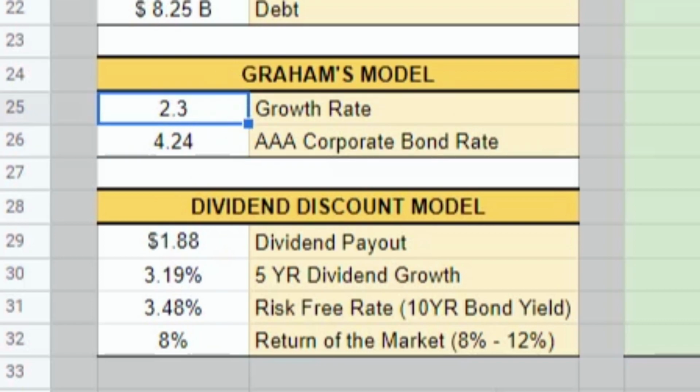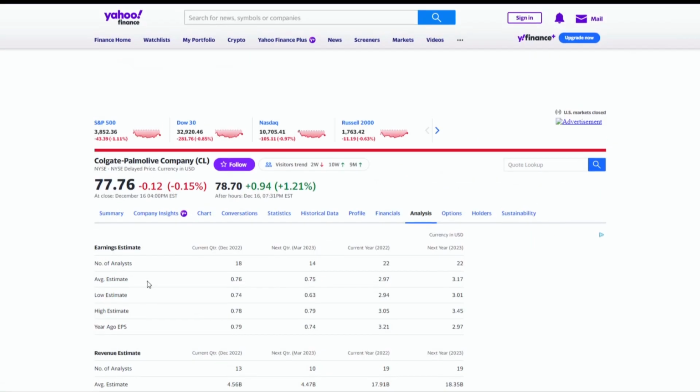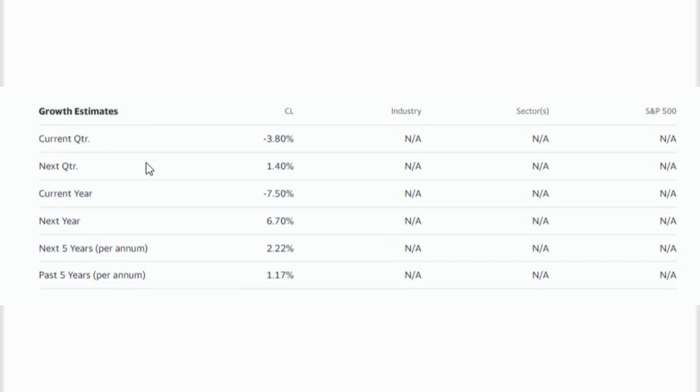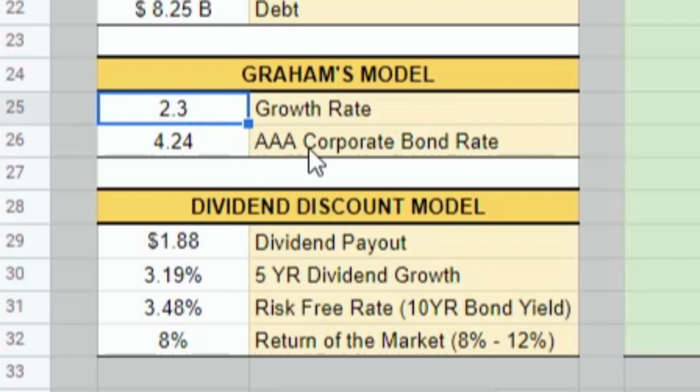Well, the growth rate, we can find that over on Yahoo. Coming over to Colgate Palmolive's page on Yahoo, over on the analysis tab, coming down to growth estimates, it is estimated over the next 5 years. Every year, Colgate Palmolive is expected to grow about 2.2%. So we put in 2.3. The AAA corporate bond rate, you can find the current daily rate on Google.